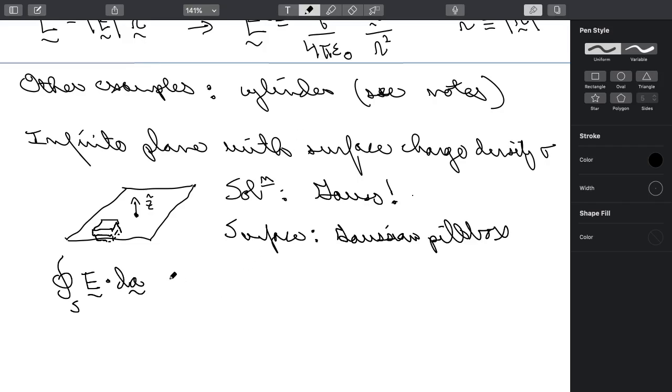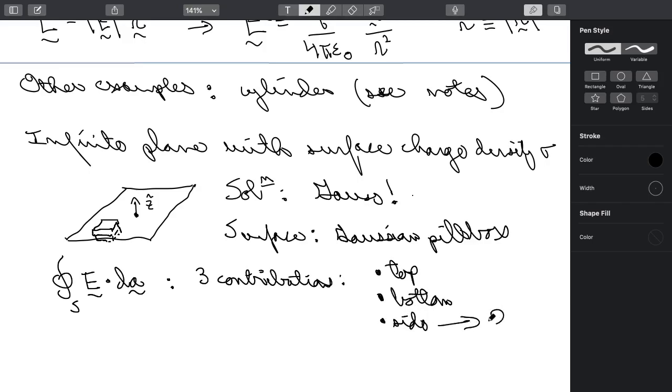Okay, so three contributions. There's the top, there's the bottom, and there's the side. And this one is just 0.